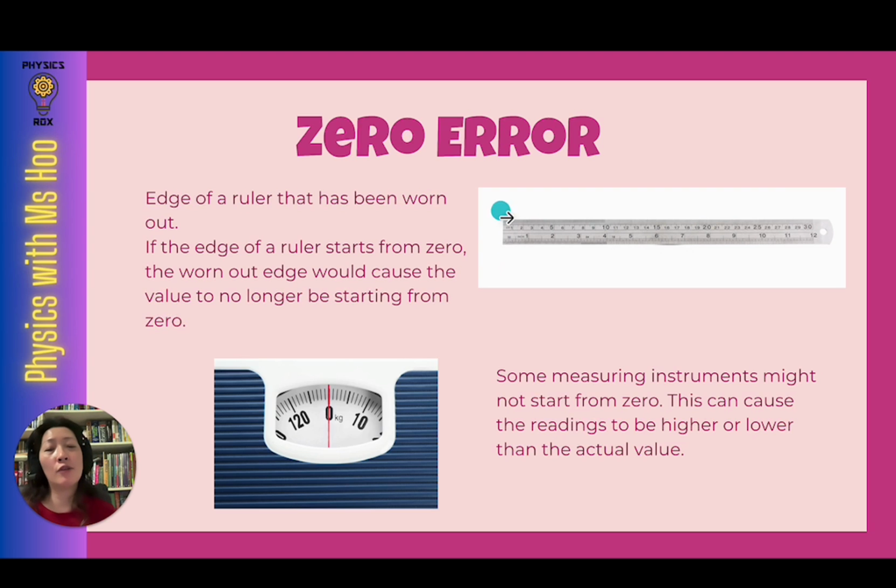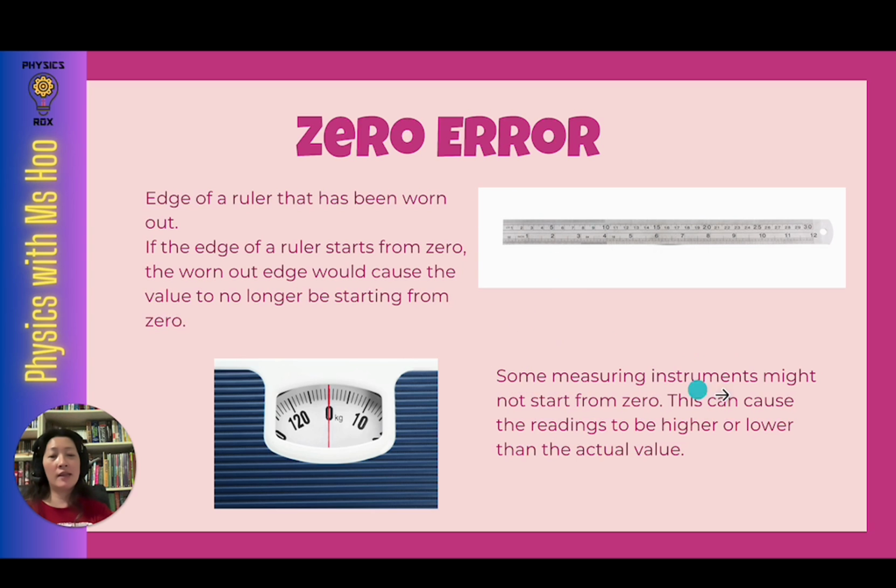So if you assume the end was zero and you continue to use this at zero, the readings you're getting are now longer and longer. Why? Because the edge no longer starts from zero. It might have been shaved down to maybe 2 millimeters. So every reading you take now is added on with an additional 2 millimeters. So a zero error essentially means the measuring instrument does not start from zero.